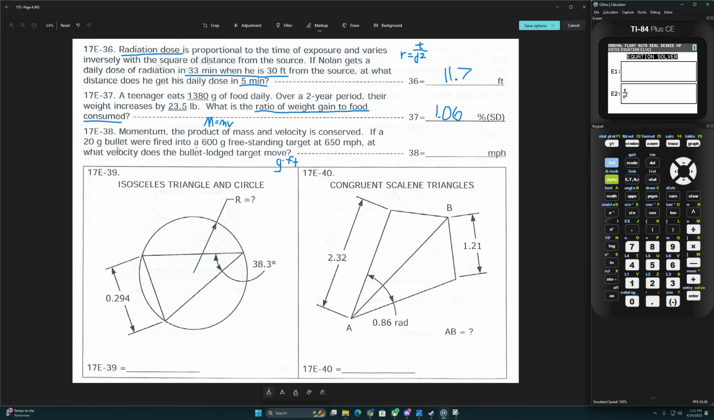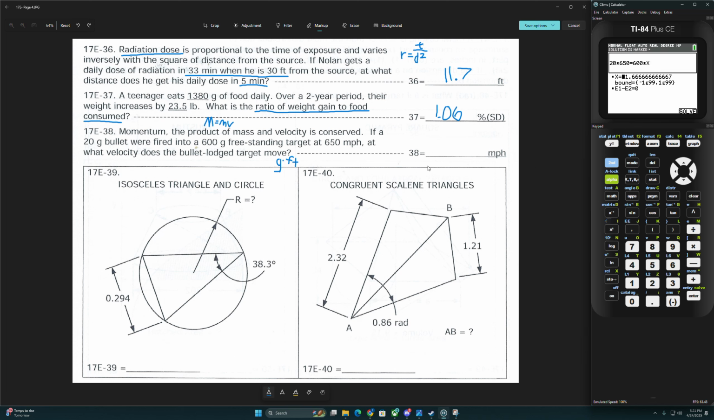20-gram bullet fired into a 600-gram freestanding target. At what velocity does the bullet lodged target move? I guess we just have to find what that M is. So it gives us the grams of the bullet, and it gives us the speed of the bullet in miles per hour. And the answer is also in miles per hour too. This wasn't as hard as I thought. I think it's going to be easy. Is it 20 times 650, sorry, multiplied by 600, I mean, by x? Is that it?